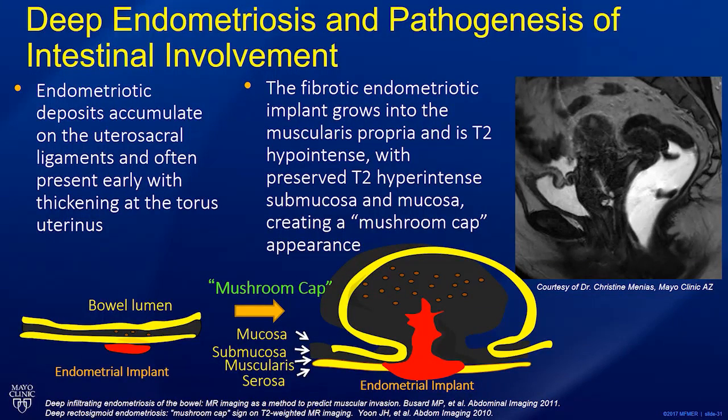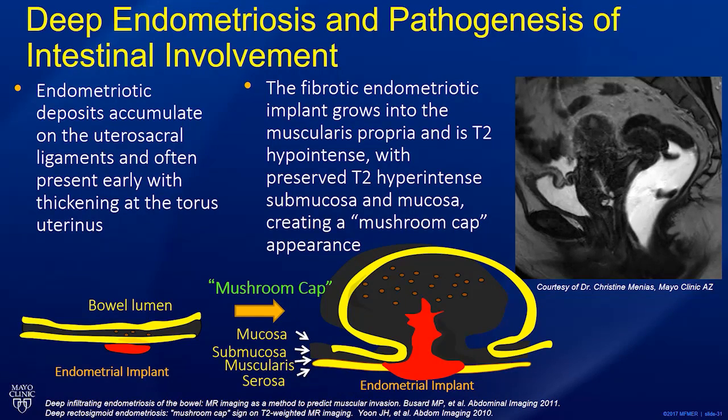Eventually, you see with that cyclic pattern of hemorrhage, inflammation, and fibrosis, this enlarging mushroom cap type lesion with intense T2 hyperintense mucosa, which is preserved. So this does not invade the mucosa. This is a benign process.